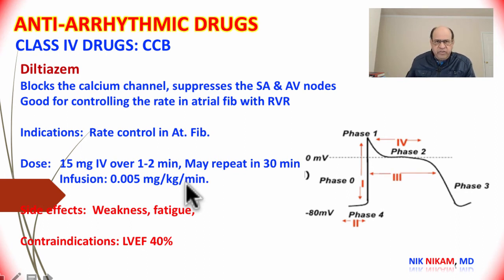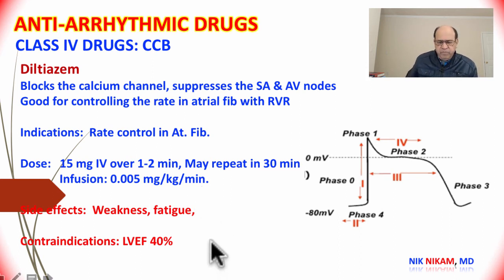It causes weakness and fatigue. It can also be useful in managing blood pressure, but it should not be used in patients with left ventricular ejection fraction of less than 40%. So, verapamil is very useful in patients with chronic atrial fibrillation with rapid ventricular response. Diltiazem is very useful in patients with acute atrial fibrillation with rapid ventricular response. However, diltiazem is not the best choice in controlling ventricular rate in patients with chronic atrial fibrillation.